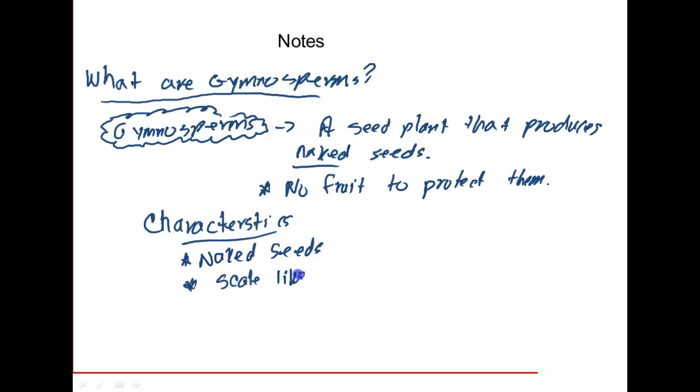So aside from them having naked seeds, they also have scale-like leaves. Oftentimes these are a lot sharper, they're thicker, and so they refer to them as being scale-like. And they also have a deep growing root system. And so these characteristics all fit together for the different types of gymnosperms.